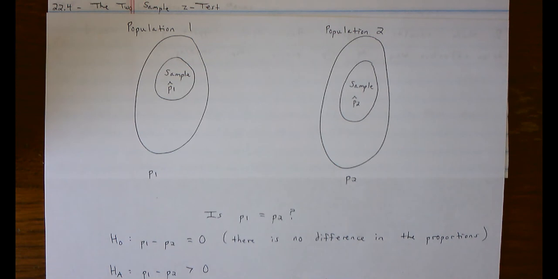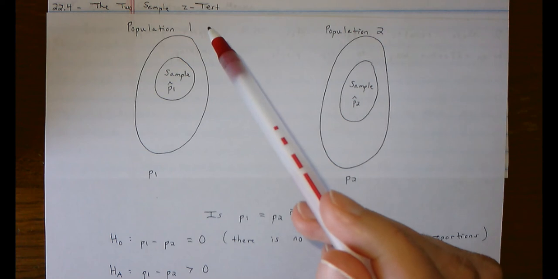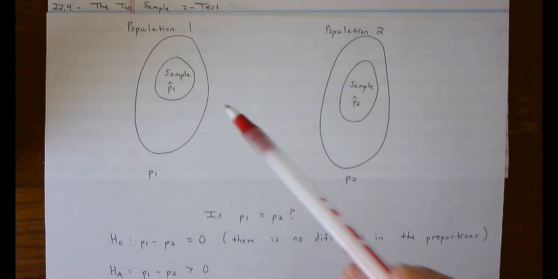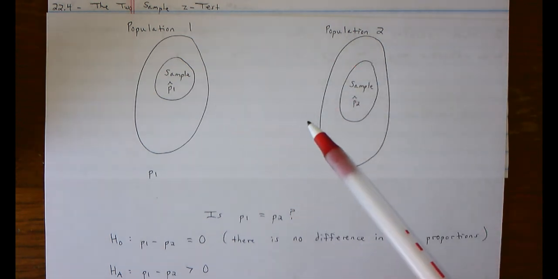Welcome back. Let's discuss section 22.4, the two-sample z-test. What we're going to be doing is setting up a hypothesis test for the difference between two proportions. Let's suppose we have two populations. I'll call them population 1 and population 2.